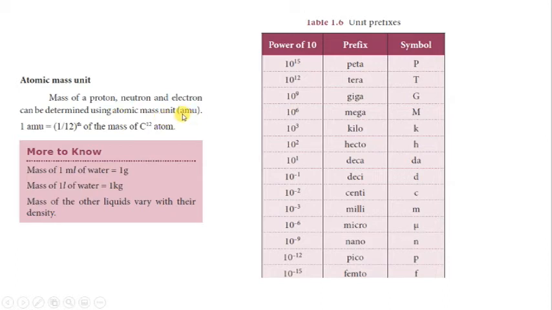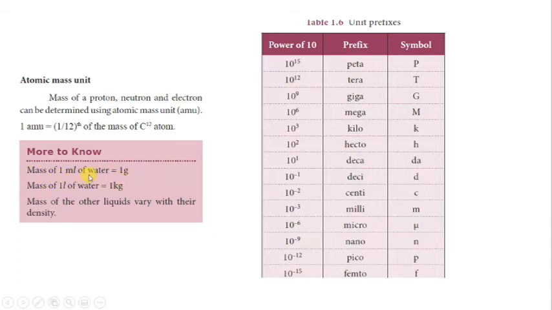Its unit is AMU, small a, small m, small u symbol. Okay. So 1 AMU is equal to 1 by 12th of the mass of carbon 12 atom. We have to memorize this formula. So 1 AMU is equal to 1 by 12th of the mass of carbon 12 atom. More to know, mass of 1 milliliter of water is equal to 1 gram.